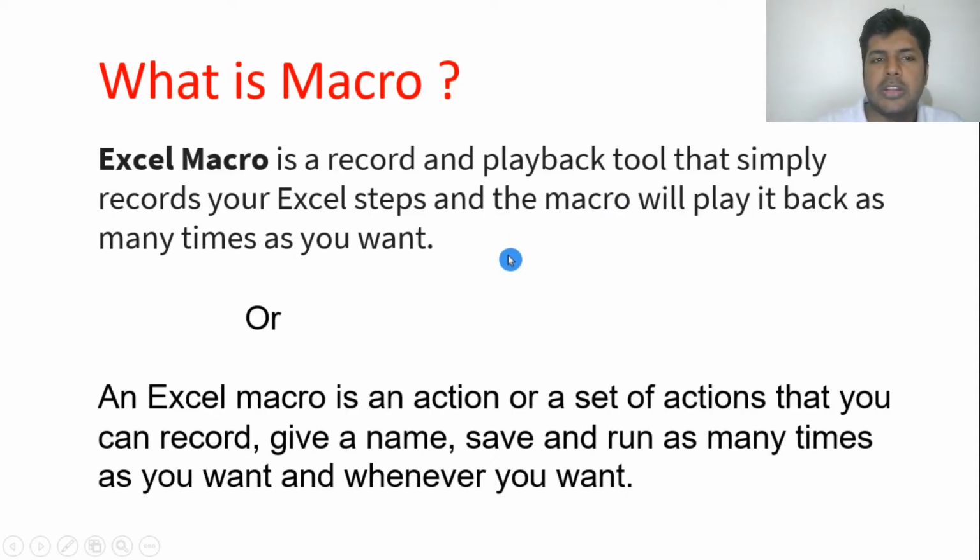So you have another definition also. Excel macro is an action or set of actions that you can record, give a name, save and run as many times as you want whenever you want. So we can record an action or set of actions, you can give a name and save it, and whenever you want you can run it. So that is what a macro is. So let us see in depth what is a macro.